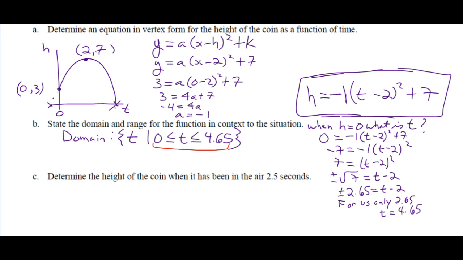And range, we already said what the range was. What's the range? So, okay, height goes from 0 to 7. It doesn't start at 0, it starts at 3. Somebody's sitting there with the coin in their hand, they're flipping the coin 3 feet, it goes up to 7 feet, comes down, hits the ground. That's that height of 0.